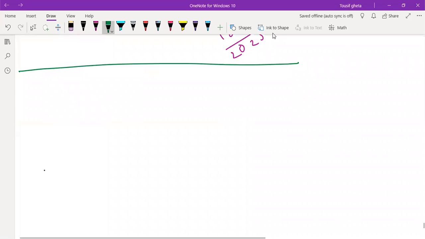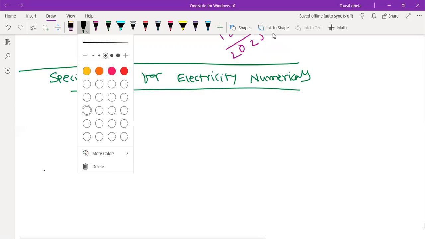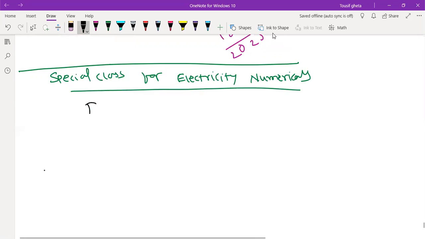See, this is a special class for electricity numericals. Before we go to the numericals, we should know the formulas. And this formula should be there in front of you always, okay, every time.